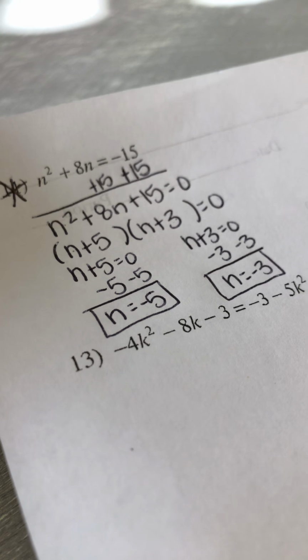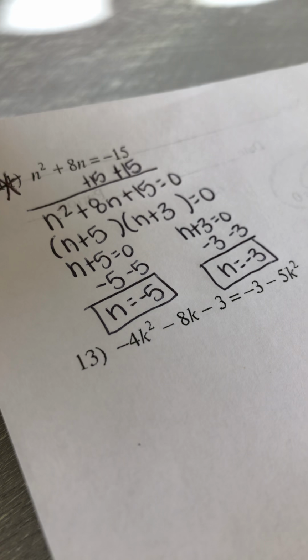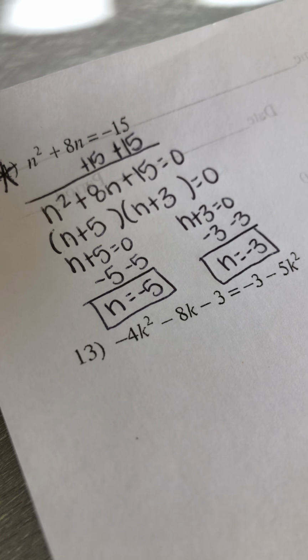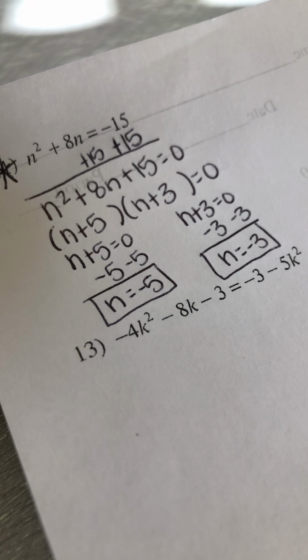I'm going to go through these a little bit faster because this is day 2 and you should have a better understanding of how to work through these. I'm just doing extra practice for you. So that's number 11. N equals negative 5, n equals negative 3.